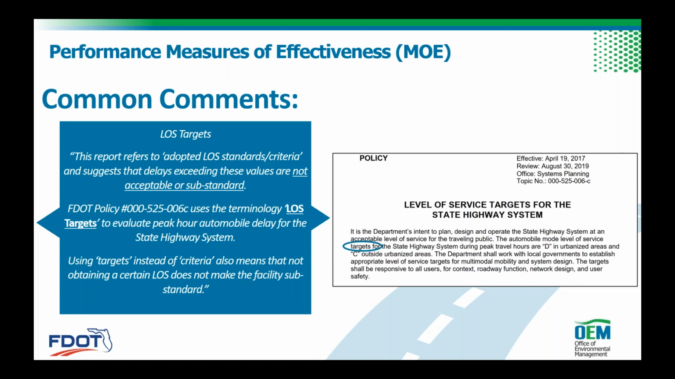So the actual comment that's been given many times is: this report refers to adopted level of service standards and criteria and suggests that delays exceeding these values are not acceptable or substandard. The policy states that the level of service are targets to evaluate peak hour automobile delay on the state highway system. So using targets instead of criteria also means that not obtaining a certain level of service does not make the facility substandard. It's just simply a comment that is not exceeding the target level of service.